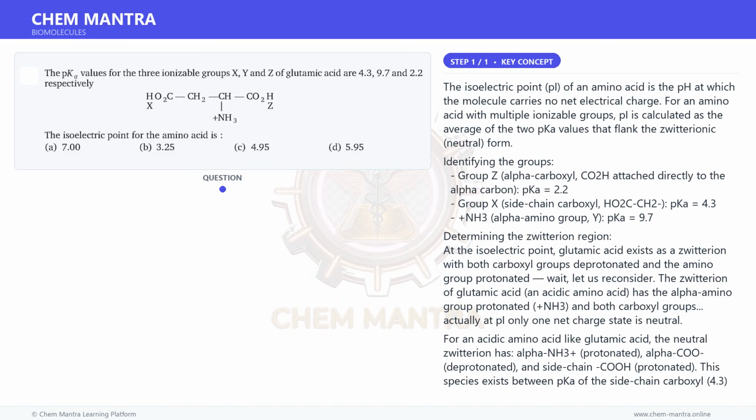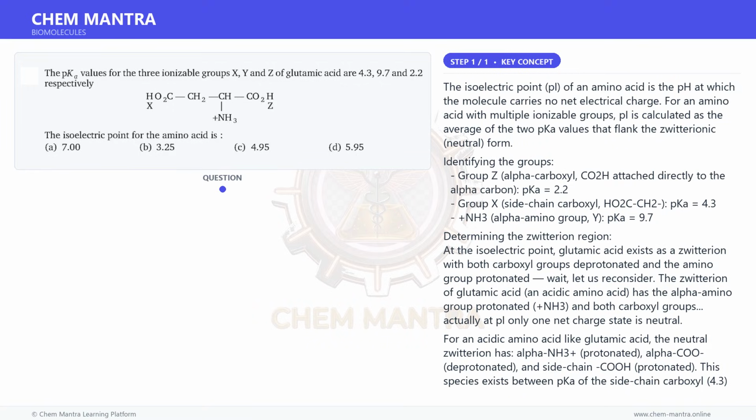The isoelectric point, pI, of an amino acid is the pH at which the molecule carries no net electrical charge. For an amino acid with multiple ionizable groups, pI is calculated as the average of the two pKa values that flank the zwitterionic, neutral, form.